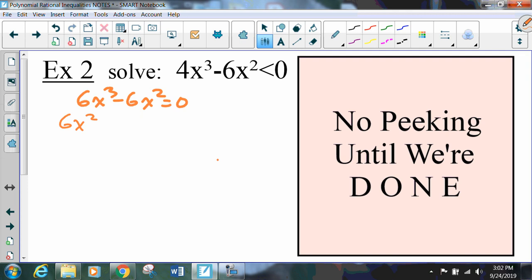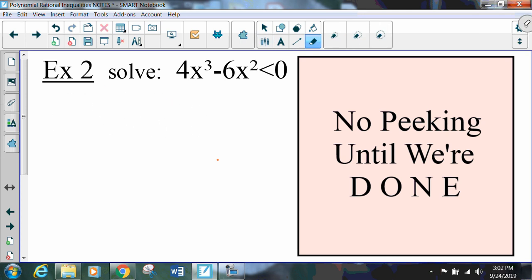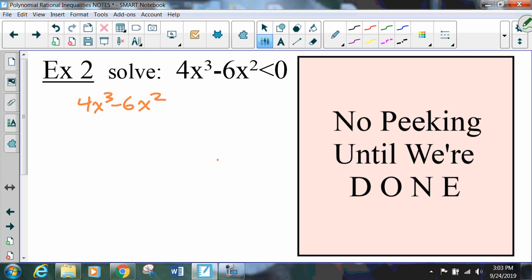Does that sound good? You know what? Yes, while I'm looking at the orange and picking it out, I'm not paying attention to what I'm writing, am I? So 4x cubed minus 6x squared is equal to 0. So we're going to go ahead and factor out a 2x squared. If you didn't see that, you just factor out an x squared, you're still going to get the same answer. So don't worry about that. But I'm going to factor out a 2x squared, which leaves me with 2x minus 3.